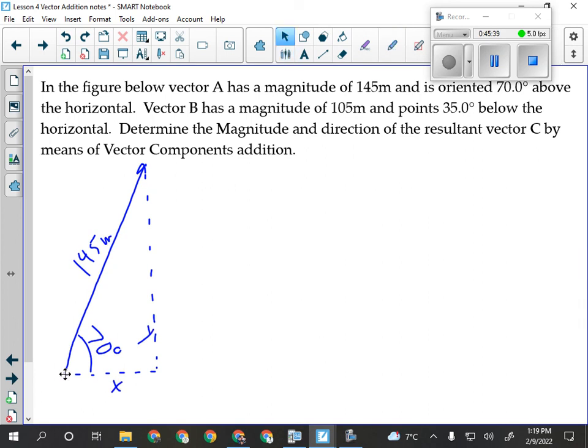All right, and then my next vector, they tell me is 105 meters long, so it's going to be a little shorter than that one, and it's 35 degrees below the horizontal. So once again, I draw a reference line that's horizontal, and then I go 35 degrees below that. That's a little bit long.